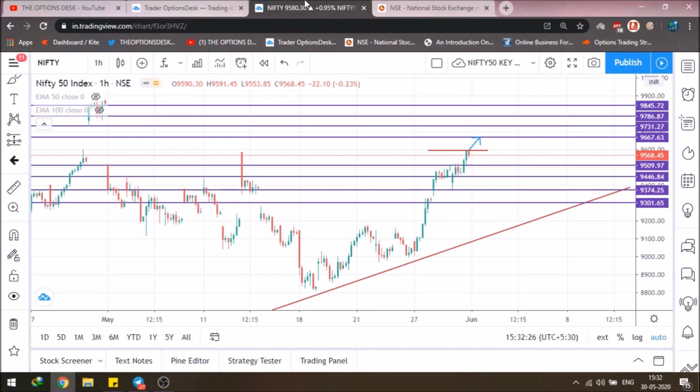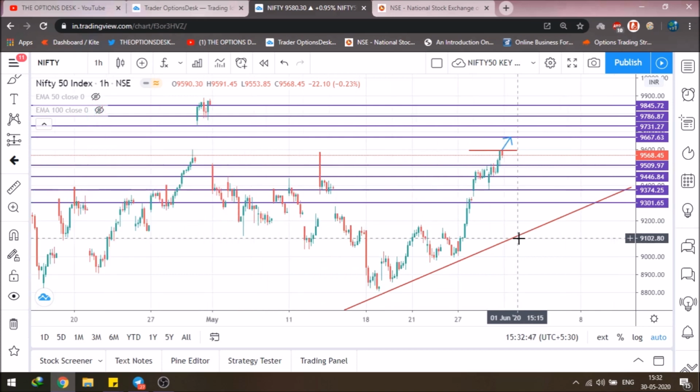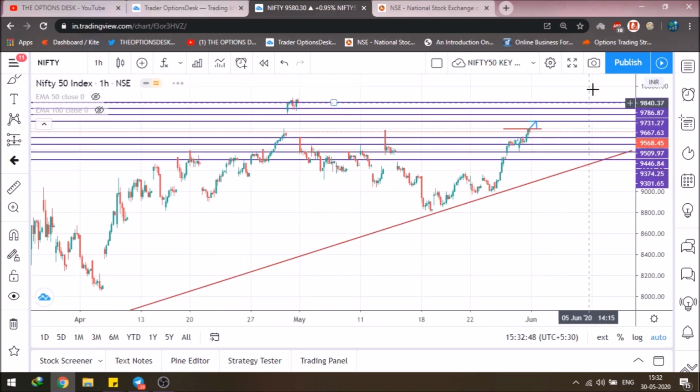I was telling you about the support. If the market goes downward over the next 2 or 3 days, it will not go down in one shot. It will go down step by step, around 100 points at a time. We are still 300 plus points away from the 9200 support, and on the higher levels, 9845 will act as the intermediate resistance for the Nifty 50. So that was the complete analysis for the Nifty 50.